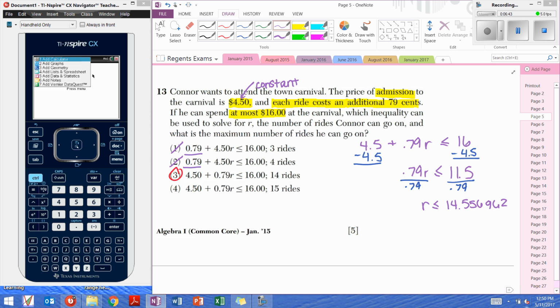Some of you might like to back solve at this point once you know what the inequality is and put 14 or substitute 14 in for r and make sure that you get a true statement. If you did that, you would get a true statement here, but a false statement down below.